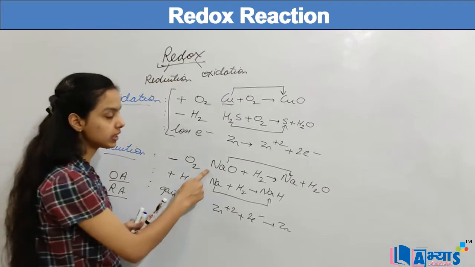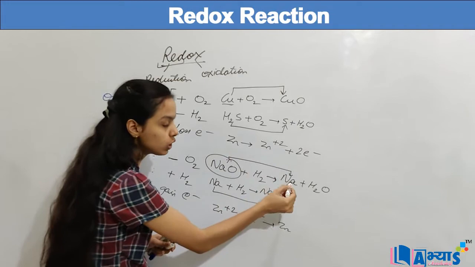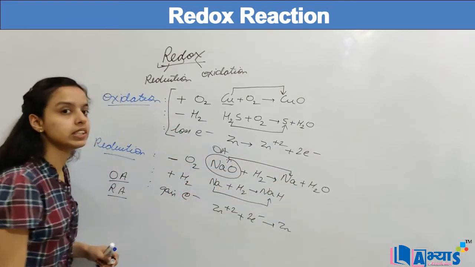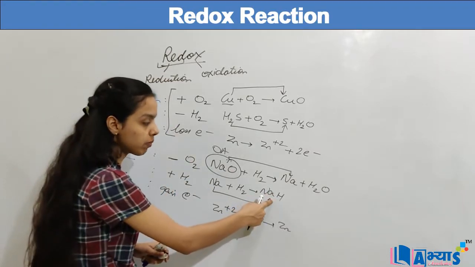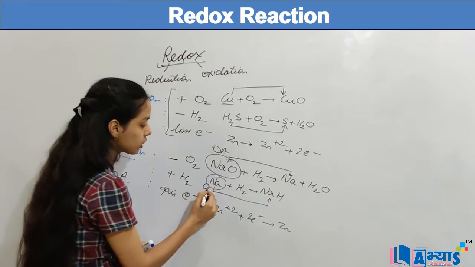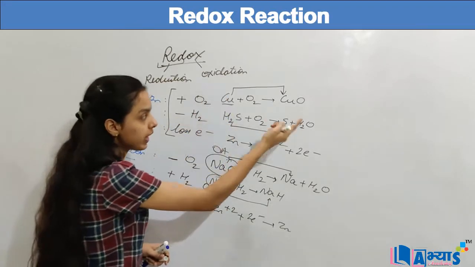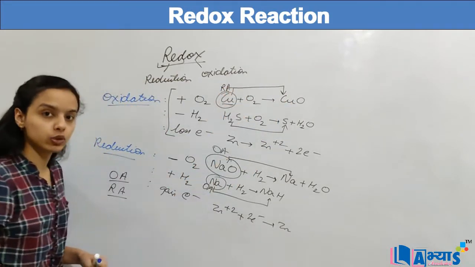For example, in this case, sodium oxide is being reduced to sodium. So this component is known as the oxidizing agent. In this case, sodium is reduced to sodium hydride. It is known as oxidizing agent. In this case, copper is oxidized to copper oxide. So copper is known as the reducing agent.